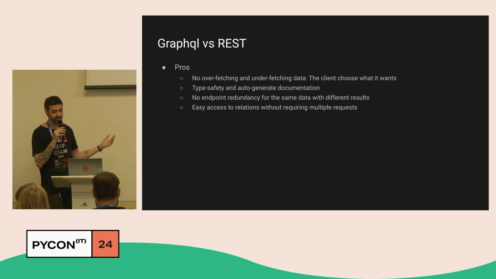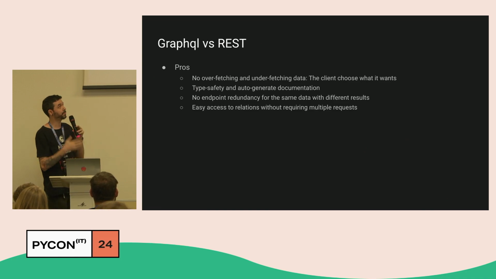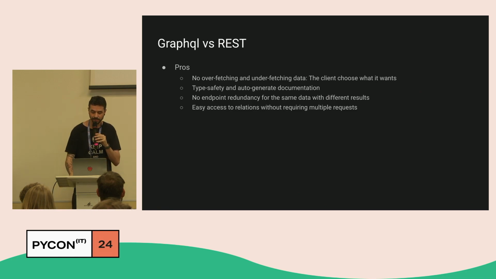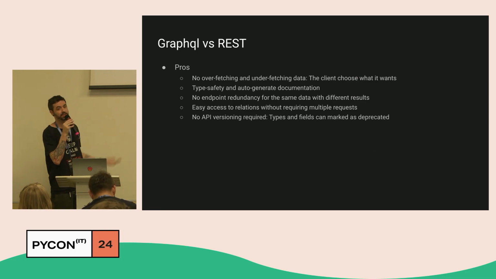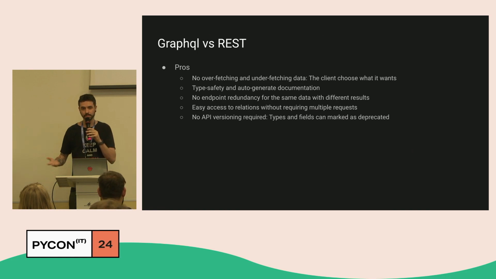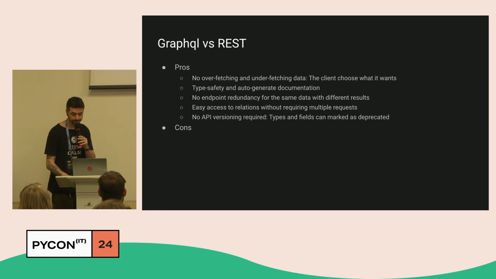It is easy to access relations within the graph. Everything is a graph, so it just makes sense. As long as lettuce can be an entity there, when you are accessing the cheeseburger, you have access to the lettuce as well. No API versioning required. If this field is called foo, you can create foo v2 and deprecate foo. No need to create another API endpoint for that.